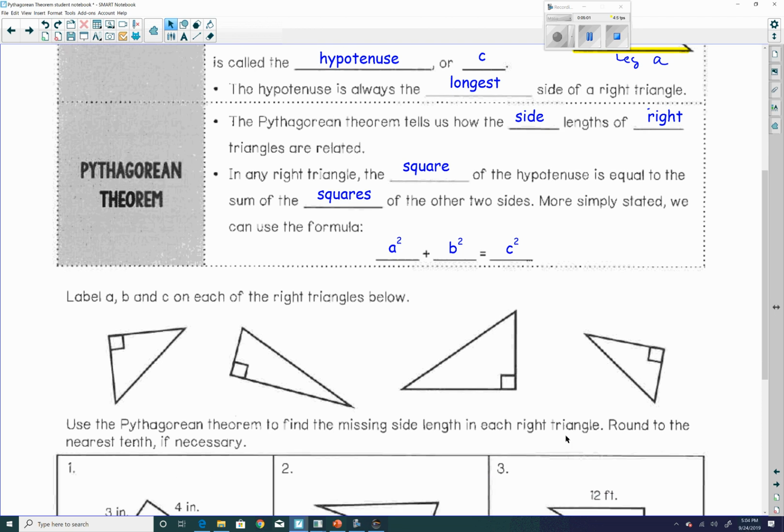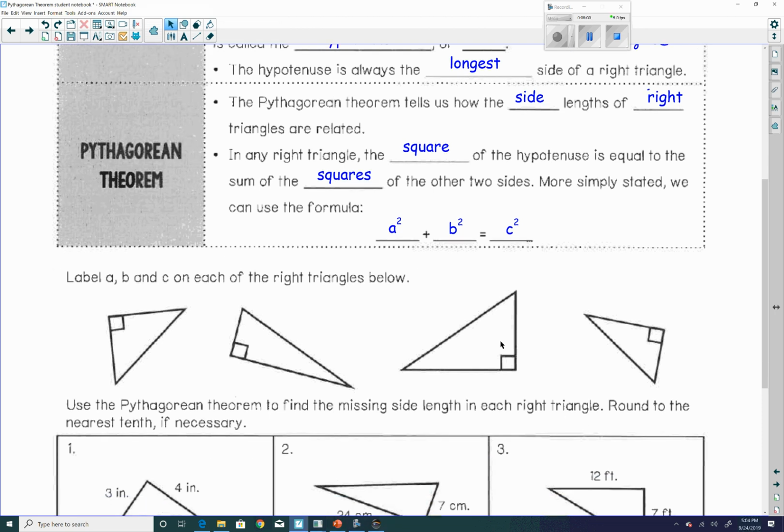So first they want to just make sure that we know which is our A side, which is our B side, and which is our C side. Again, the only one that really matters is being able to identify the C side. So if I draw an arrow through that right corner, it's always going to point to C. Then my A and my B are interchangeable.